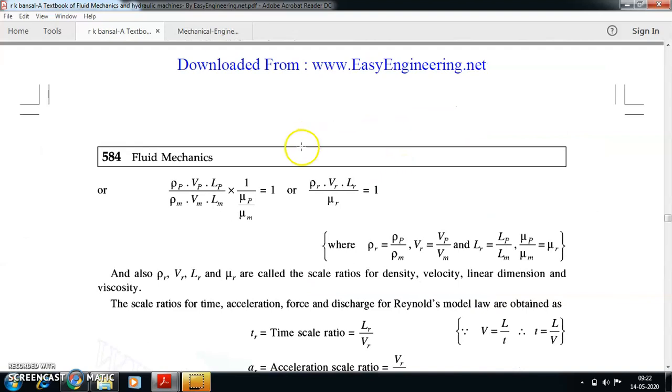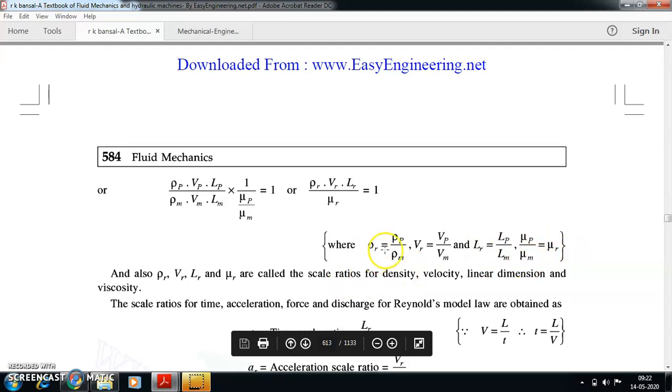Now here I can rearrange terms from the left-hand side and right-hand side. I can get the density ratio of prototype to model, the velocity ratio of prototype to model, the length ratio of prototype to model, and also the dynamic viscosity ratio, right? So I can rename the ratio between densities as rho r. Rho p by rho m is rho r, Vp by Vm is Vr, Lp by Lm is Lr, and mu p by mu m is mu r, and these are scalar ratios.